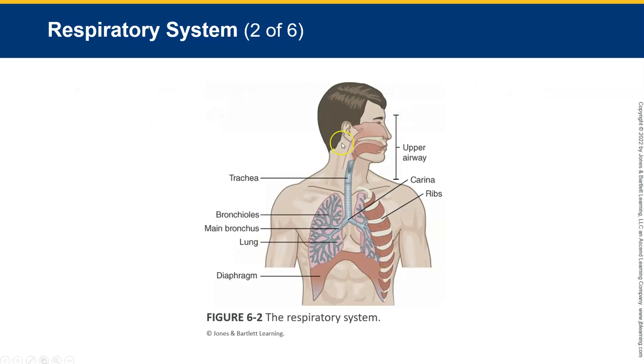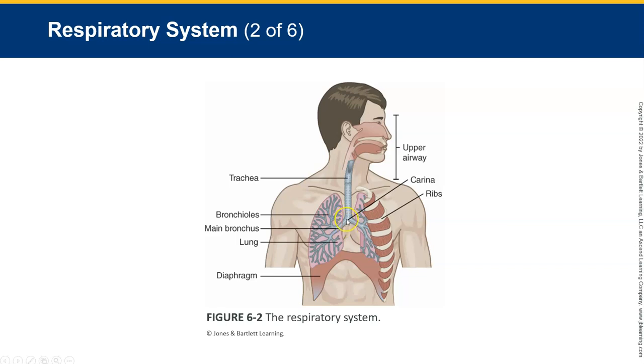Over here, this is our upper airway. Air comes through our nasal cavity and our oral cavity, and comes down through the trachea. The bifurcation you see here is the carina. Bifurcation means, think about when you pull up to a stop sign, you can go left or you can go right. That's what we're talking about here.